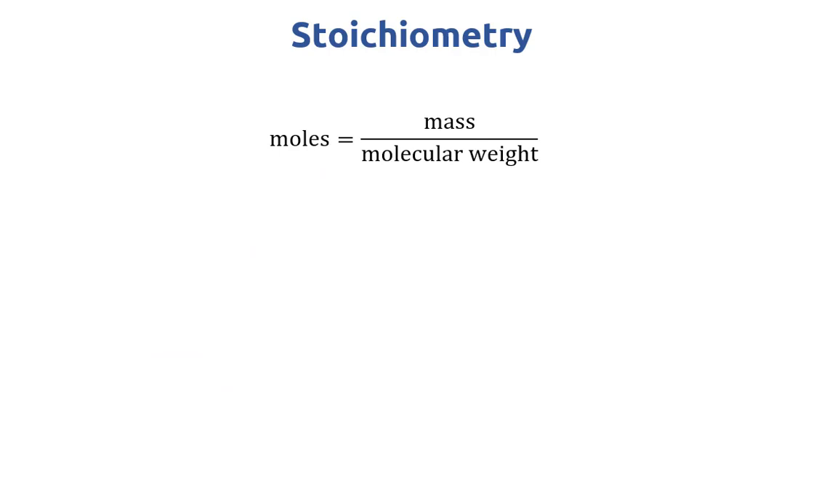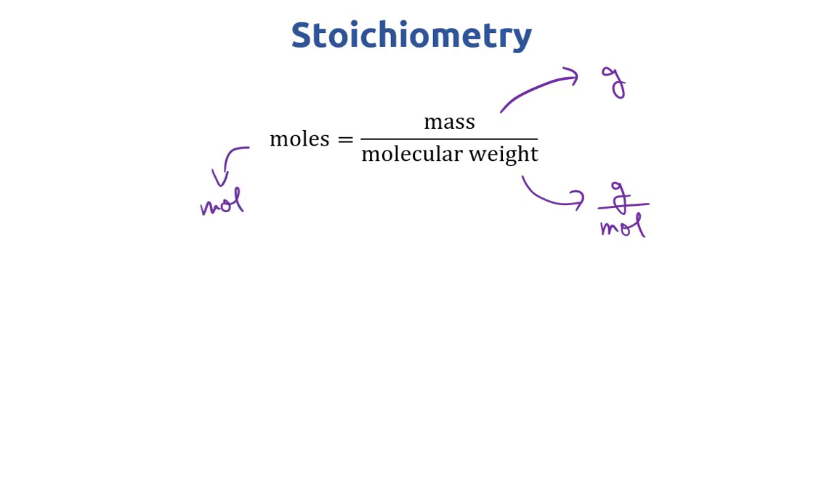So this is the equation you're going to use to convert between mass and moles. If you have the mass, you can calculate the moles by dividing the mass by the molecular weight of whatever substance you're using. Mass is measured in grams. Molecular weight is measured in grams per mole. So when you divide these, you end up with just leftover units of moles.